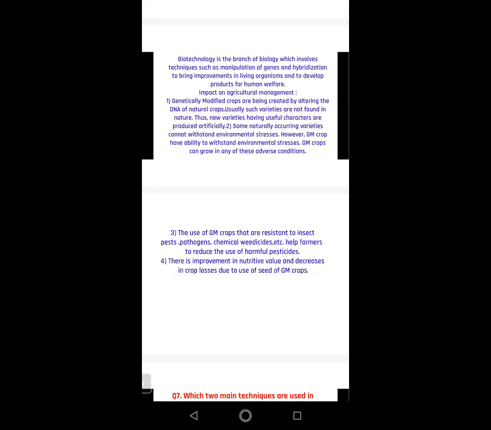So for this, the use of GM crops that are resistant to insects. रेजिस्टेंस मीन्स क्या होता है, इंसेक्ट्स का उन पे हमला नहीं होगा, इंसेक्ट्स उन्हें खराब नहीं कर पाएंगे, like pests, pathogens and chemical weedicides, help farmers to reduce the harmful pesticides. इस वजह से बोला गया कि हम ज्यादा पेस्टिसाइड्स यूज नहीं कर सकते, it is dangerous. Okay. There is an improvement in nutritive value and decrease in crop losses by using the seed of GM crops. Okay, so note it down.